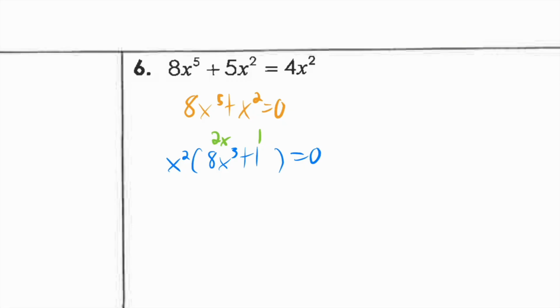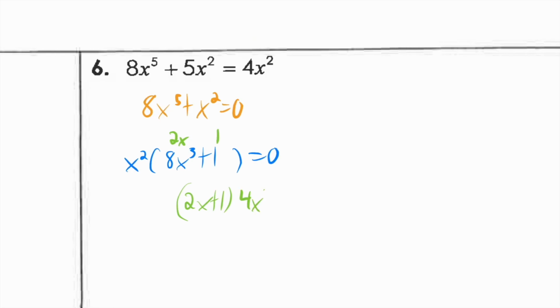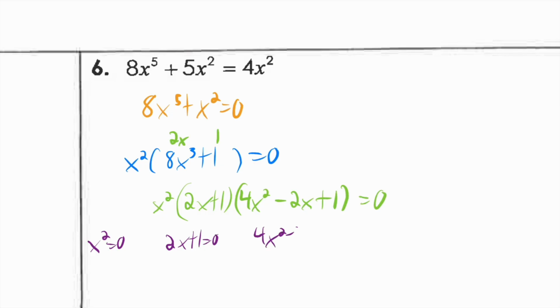So that will serve as a and b. So I'll have this part becoming 2x plus 1, 2x squared, which is 4x squared, minus 2x times 1, which is 2x, plus 1 squared, which is 1. And that's with the x squared out in front. And now I can set each of these 3 terms equal to 0. So I can set x squared equals 0, I can set 2x plus 1 equals 0, and I can set 4x squared minus 2x plus 1 equals 0.